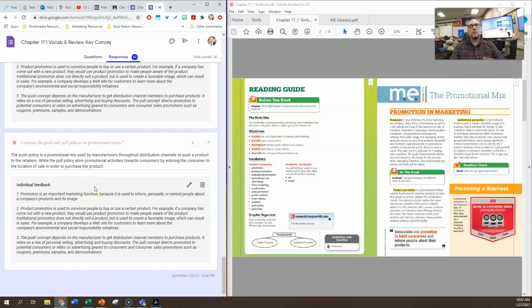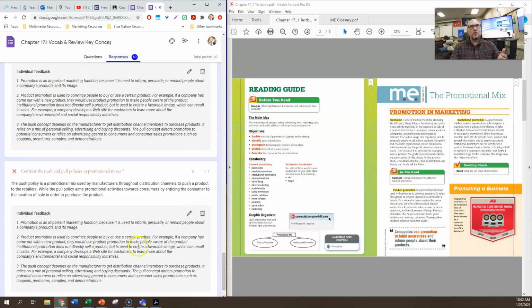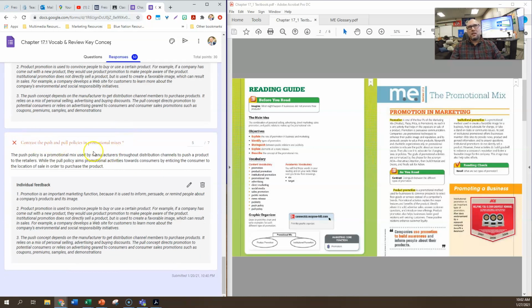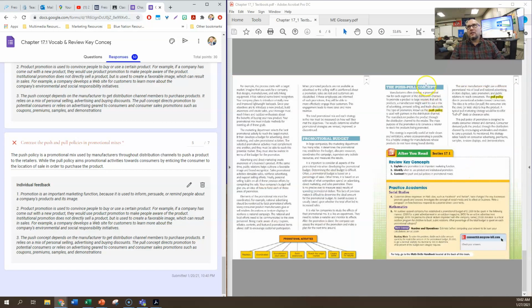One of the number one mistakes in these two questions was only addressing one of the two things that were asked. So in question number 2, if you only talked about product promotion and didn't talk about institutional, or the other way around, that's where we got into some trouble. Same thing here, push and pull. You have to talk about both and tell me what the differences are, how they're similar, and what tools are used for either one. In the textbook over here, again, here's push policy, here's pull policy. So I was looking for an answer along these lines.